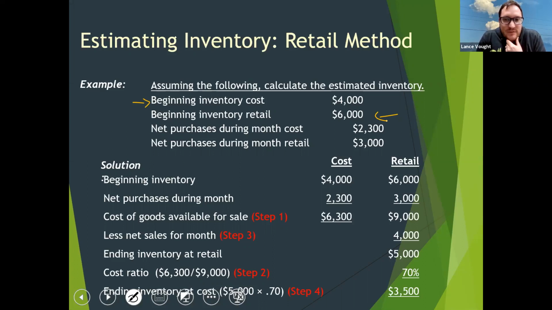So what we have to do is combine these two together to determine our cost ratio. If we take the cost of the inventory plus the cost of the new purchases to be added to inventory, we have $4,000 plus $2,300, which gives us $6,300. If we take the assumed retail selling price of that inventory, assuming we sold it all, and also the selling price of the new purchases of inventory, we get 6,000 plus 3,000, which is 9,000.